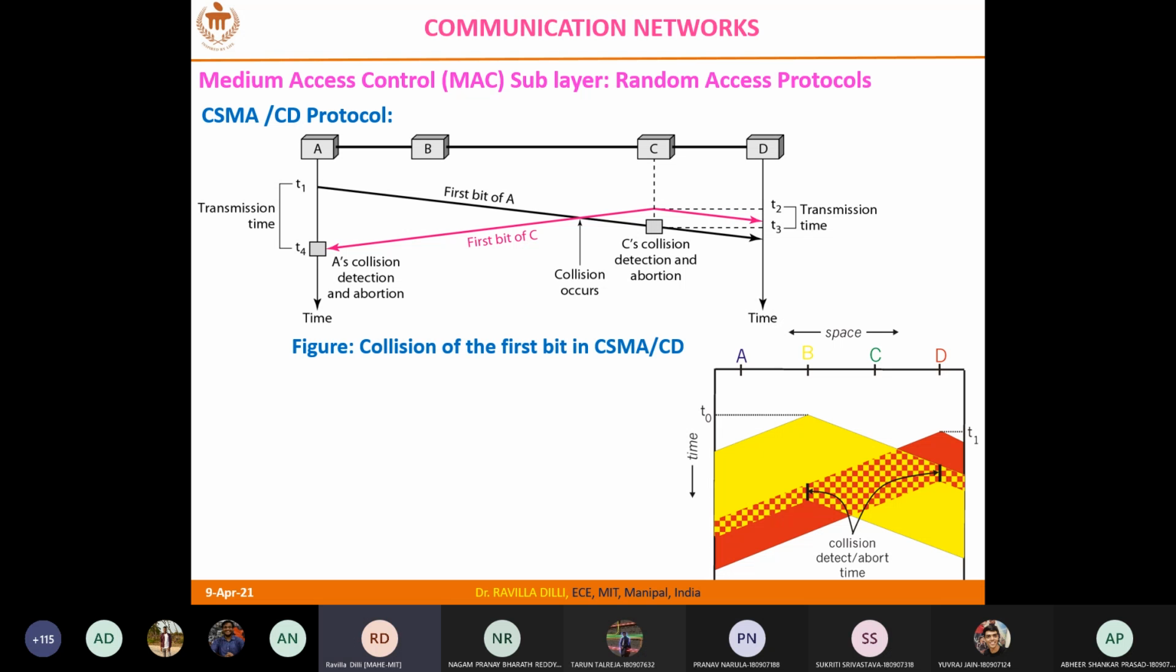But node A is yet to realize the collision. A is going to realize the collision at time instant T4, and then it is going to stop. Till then, A is going to continue transmitting its frame bits. Any doubt till this point?